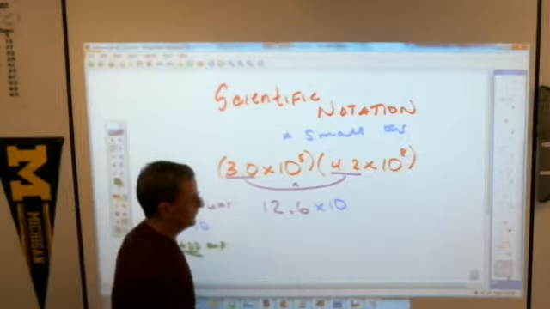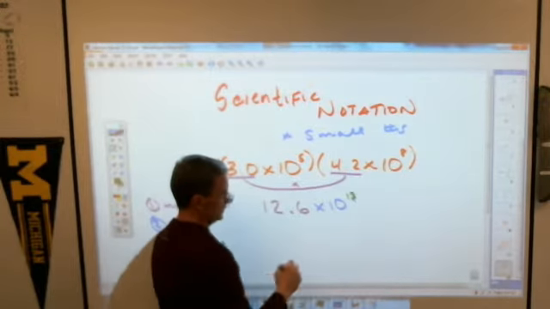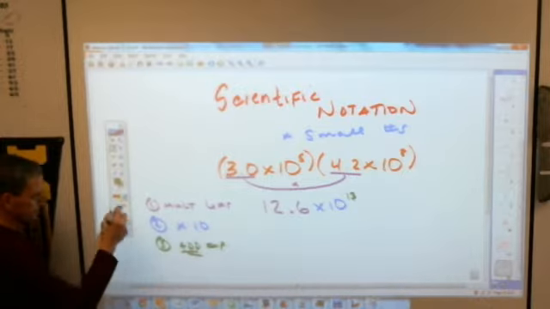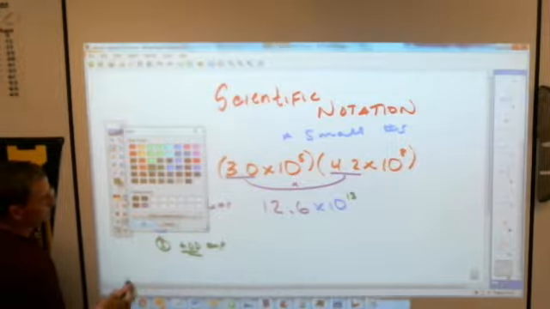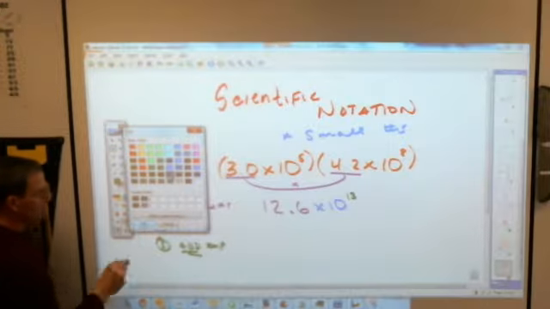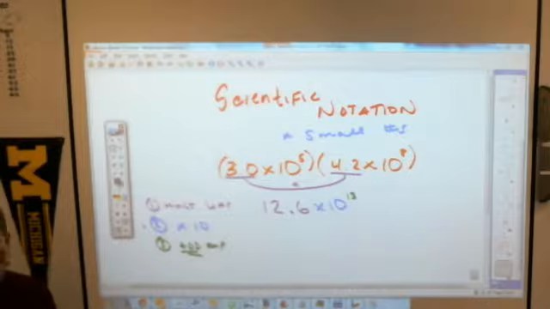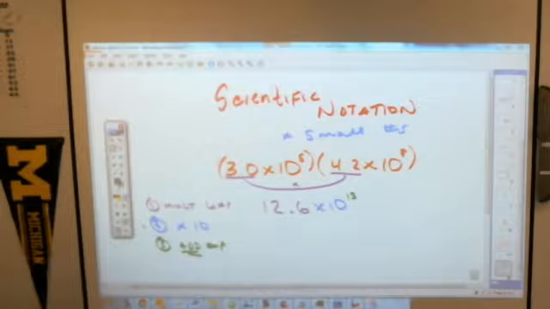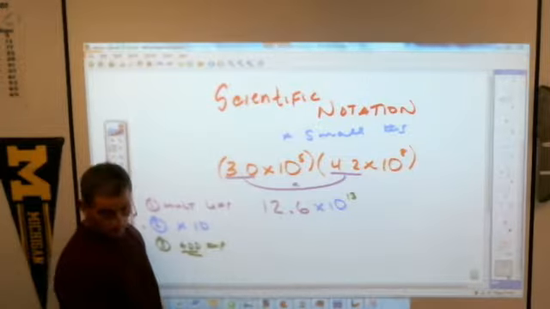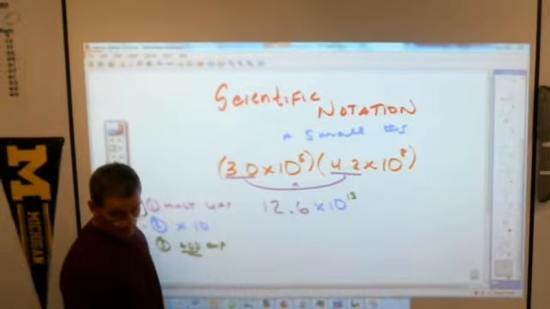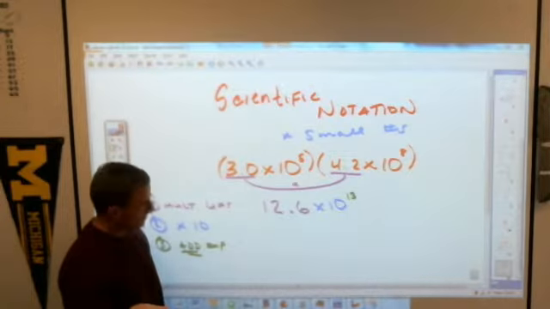And what do you get if you add 5 and 8? 13. And then I'm done, correct? Only if you want to get the problem wrong. What's wrong with my answer? Why not? Looks like scientific notation to me. It's 12.6 times 10 to the 13th.